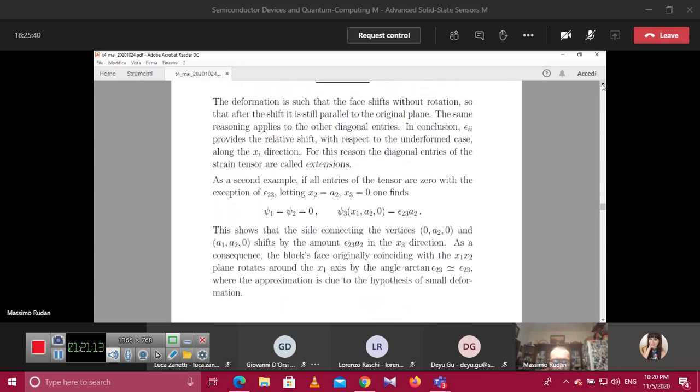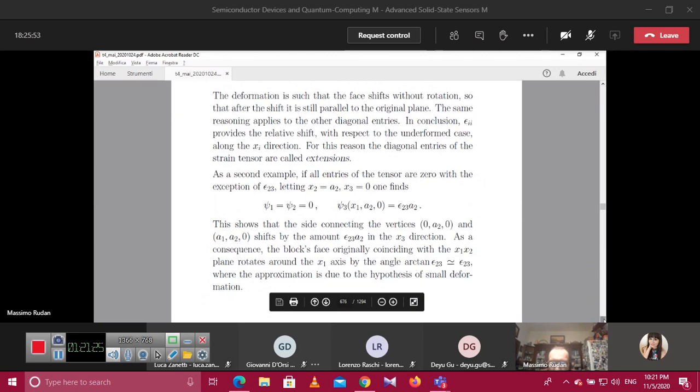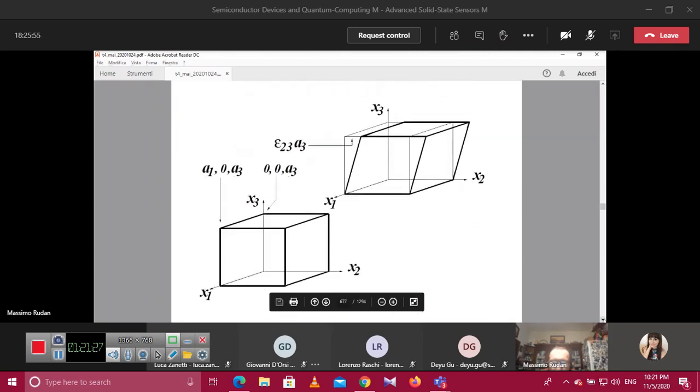And we can calculate also the angle by which this plane, the plane that is originally on the x1, x3 axis, rotates. The angle is here.